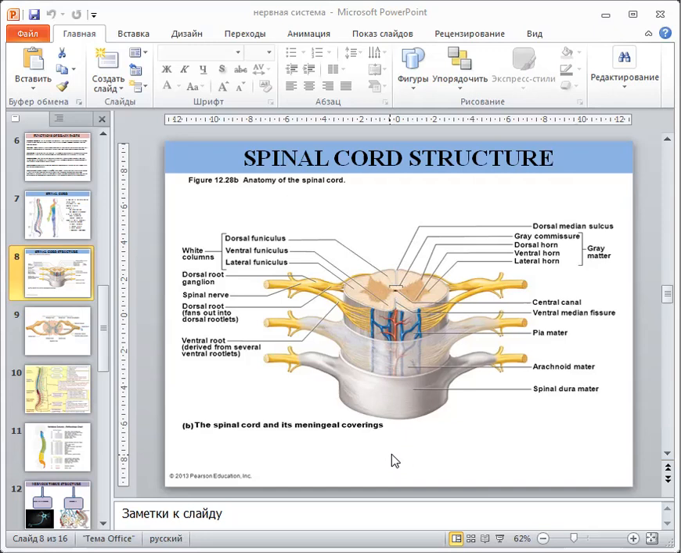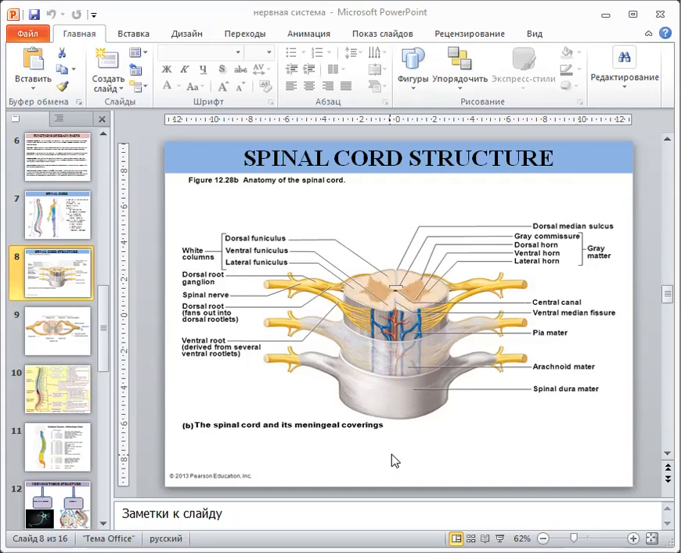The rear ropes contain only ascending ways. They bring information about the state of the locomotor apparatus, skin and tactile organs to the cortex.